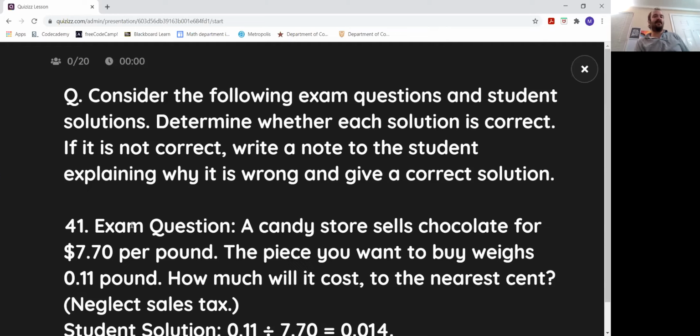But if we look here, this is the exam question. This is their solution. So the question says a candy store sells chocolate for $7.70 per pound. The piece you want to buy weighs 0.11 of a pound. How much will it cost to the nearest cent? Neglect sales tax. So what I would probably do is figure it out without looking at the student's solution. And then I would look at the student solution and tell me why what they're doing is wrong. Because I'll give you that much. What they're doing is wrong. So what they're doing is taking 0.11, dividing it by 7.7 to get 0.014.